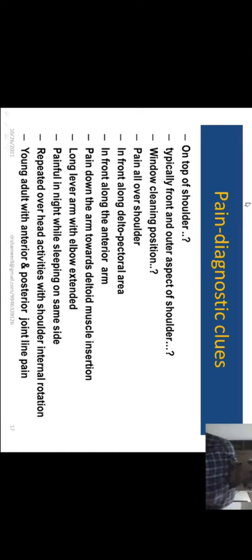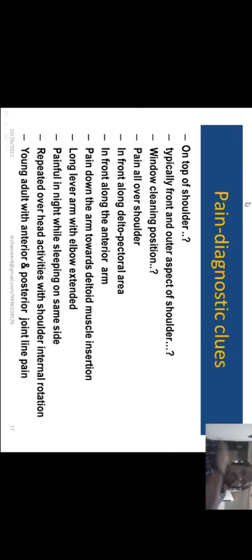And another one is the pain along the arm towards the deltoid insertion. We can see it is the deltoid muscle. It is the deltoid tuberosity. Okay, it is the deltoid insertion. And in several chronic cases of deltoid muscle or rotator cuff pathology, the patient mostly comes to the doctor saying, I have no pain here, but severe pain and tenderness over the deltoid insertion.